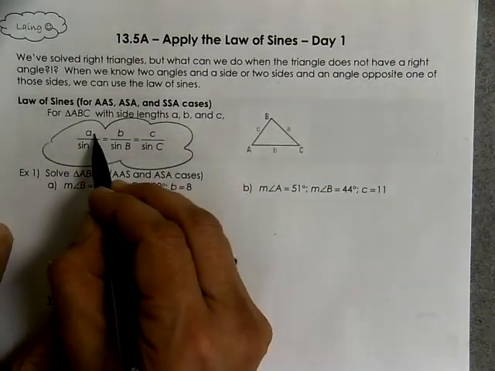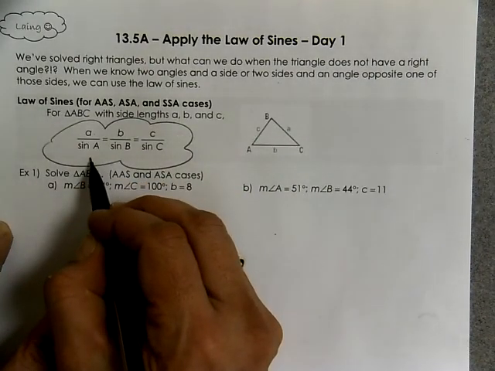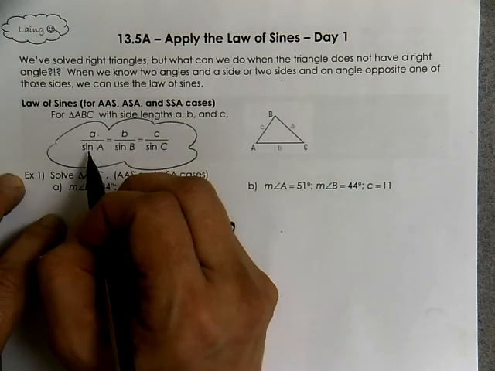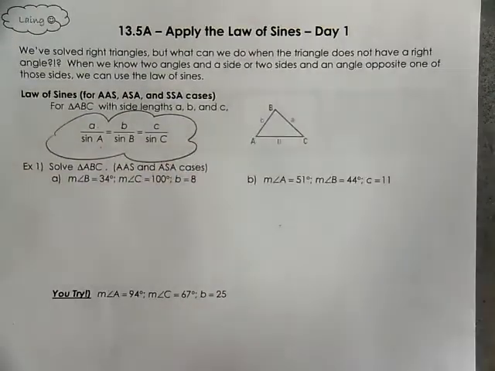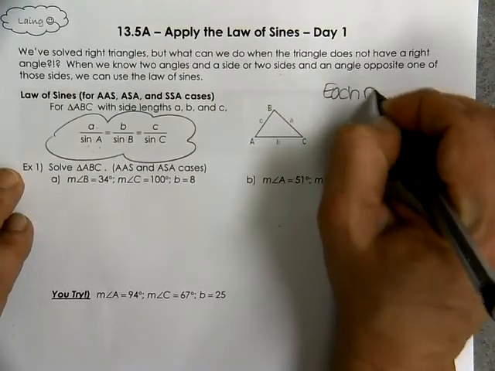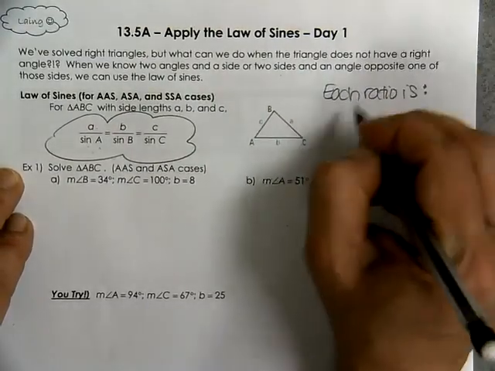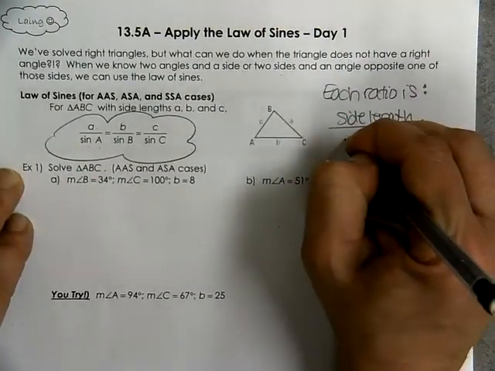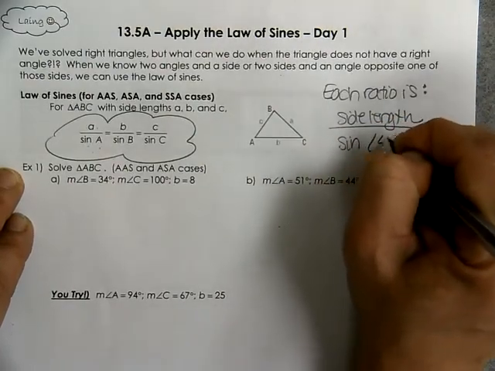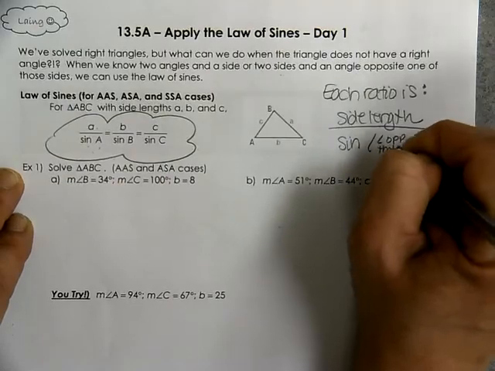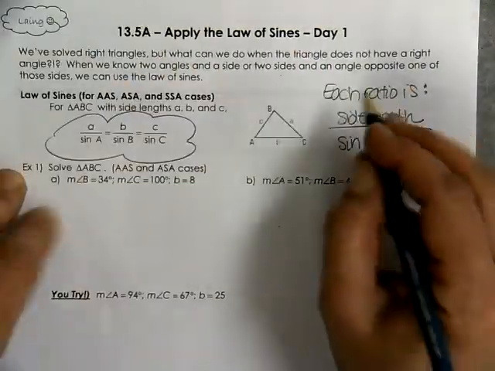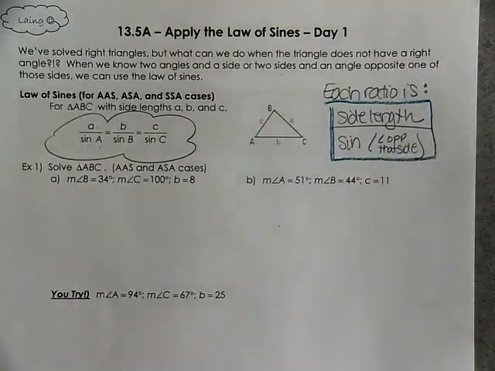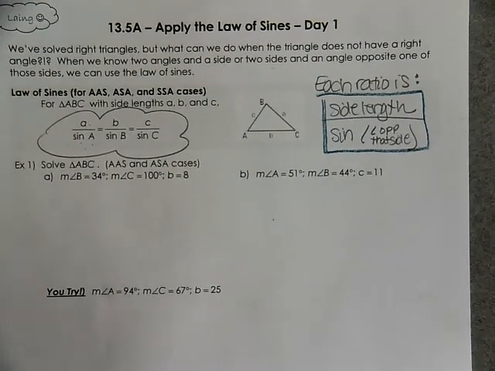We know that we can take the side length over the sine of the opposite angle as a ratio, and that can be true for every single side length and the sine of the angle opposite that side. So basically, each ratio is the side length. That's what we use in our numerator. I'm just trying to match the book in case y'all are looking there. Over the sine of the angle opposite that side. Okay? So if you know the side length and the angle opposite that side, that's going to be our base ratio when we use this law of sines.